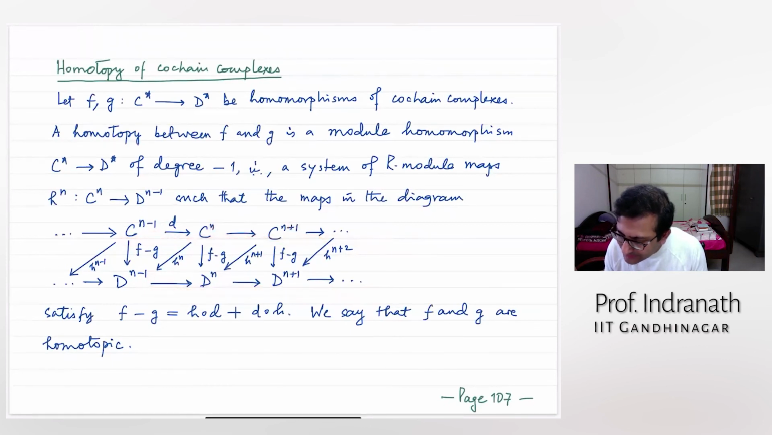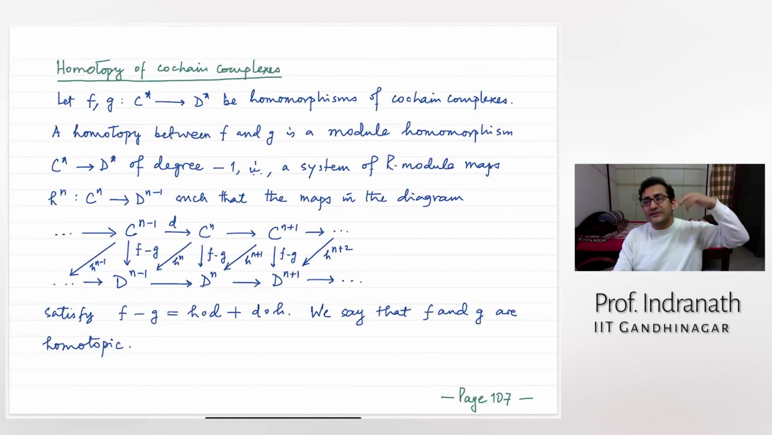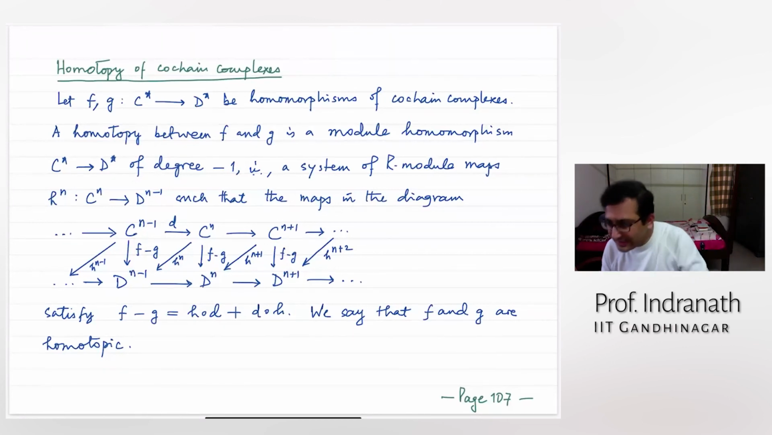So the homotopy maps: F and G are two maps from here to here, okay? And then the homotopy between these two will be coming from Cn to Dn-1. So basically it's of degree -1, whereas for chain complexes it was of degree +1. Here it is of degree -1 for the obvious reason, because it is on the right hand side. And the condition is the same, that these F minus G's should be this at each level.